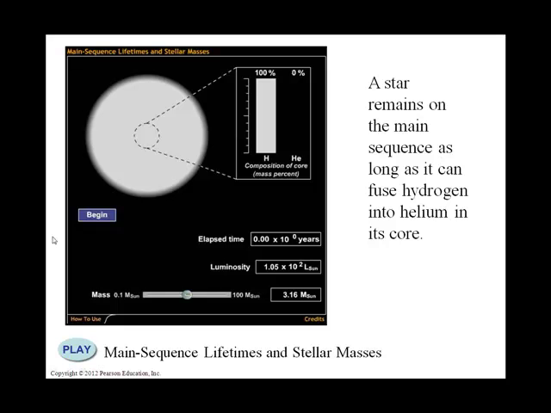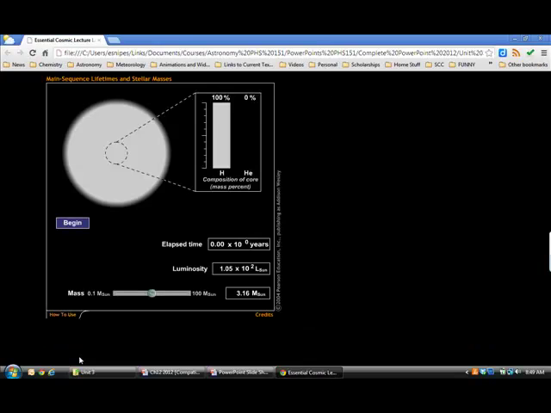So this is a neat little applet, I think. I'm going to go ahead and open this up. It just reminds you of one of the things we talked about, that for stars on the main sequence, the more massive the star, the faster it will live its life. So this is all going to be looking at the main sequence stage of the life of a star.